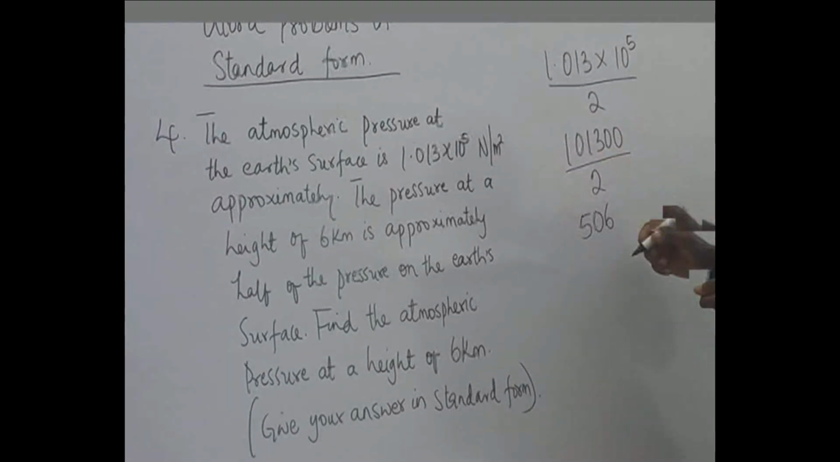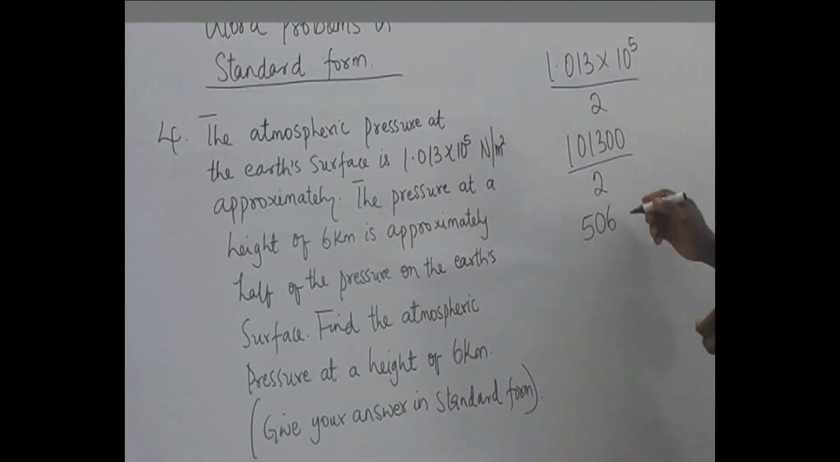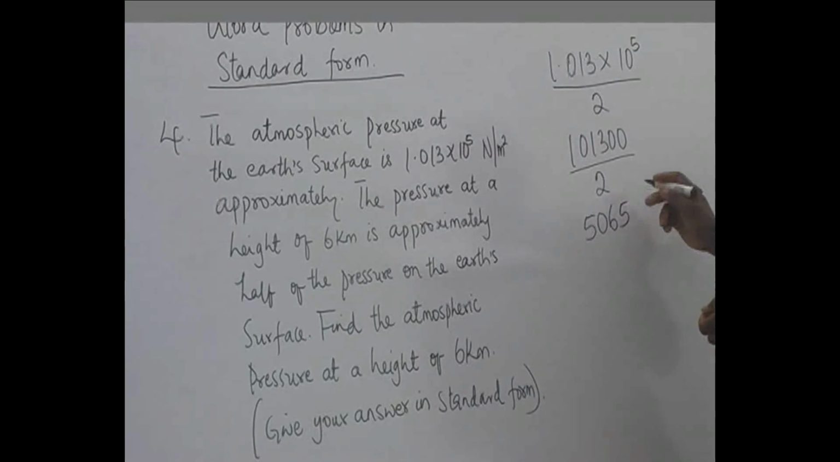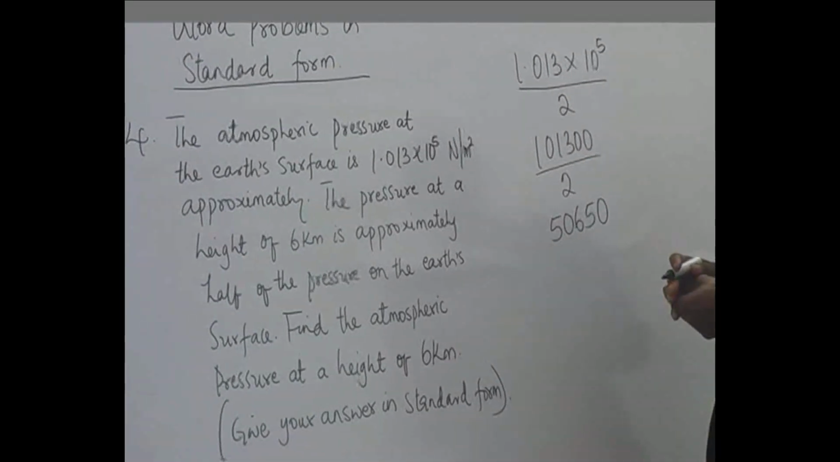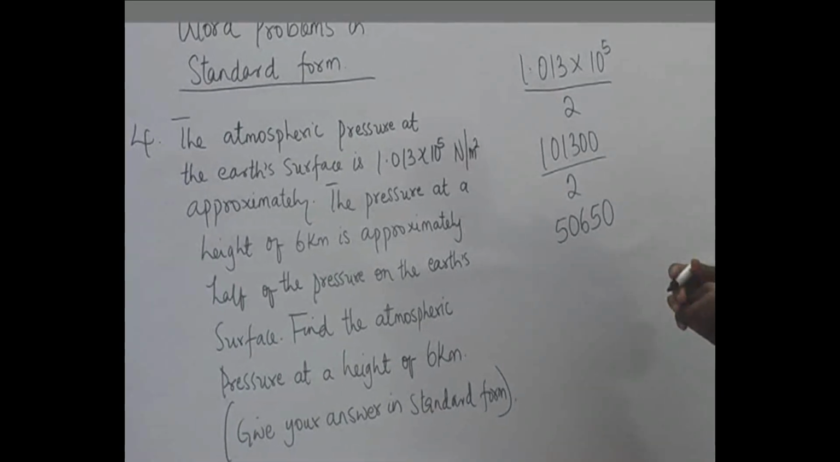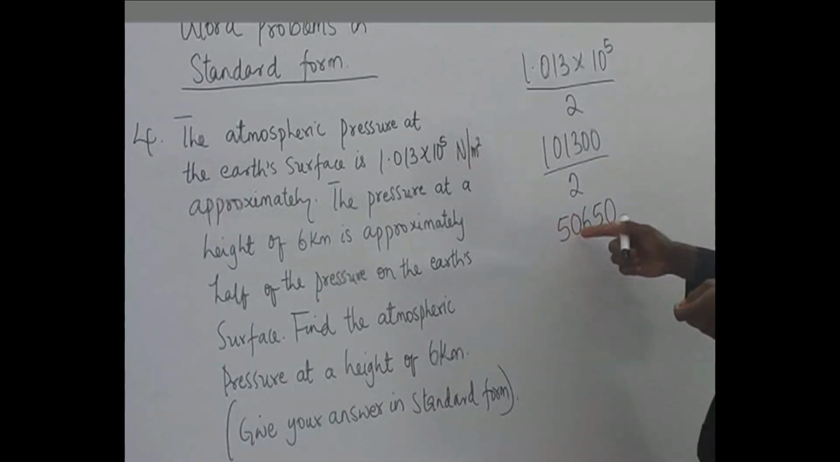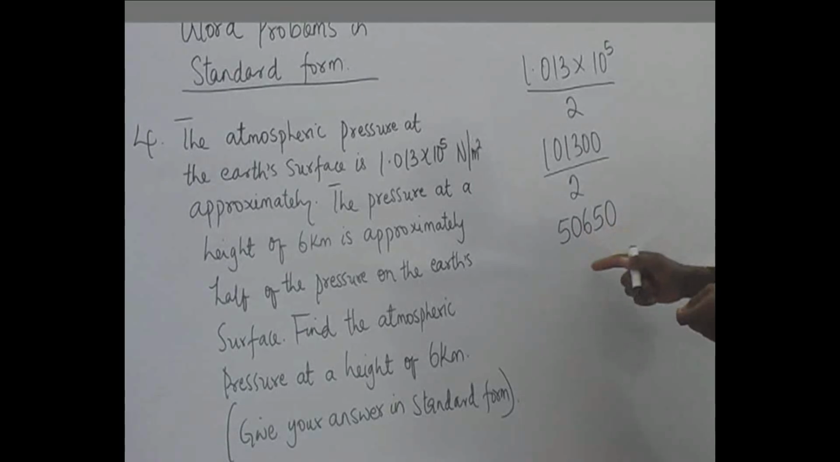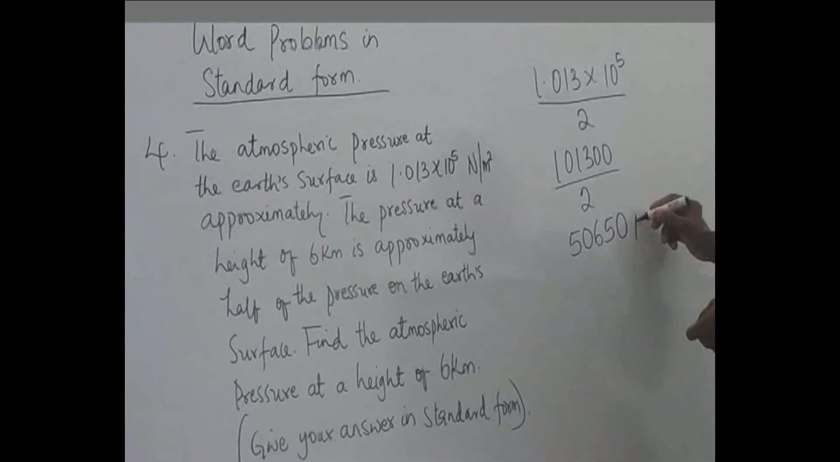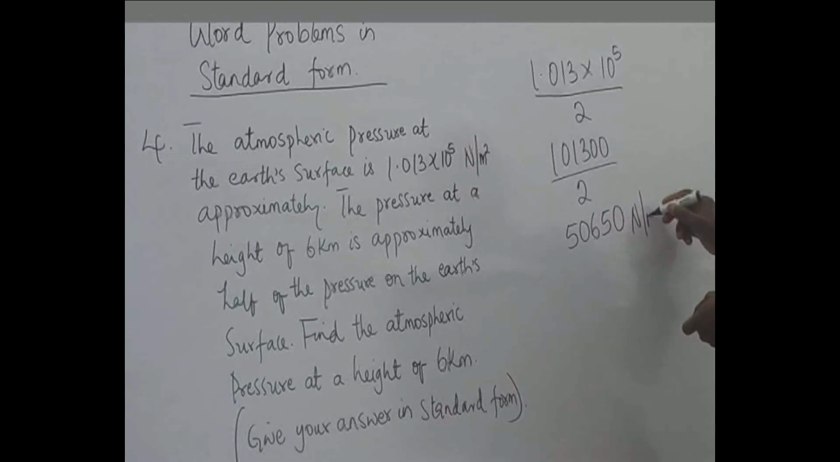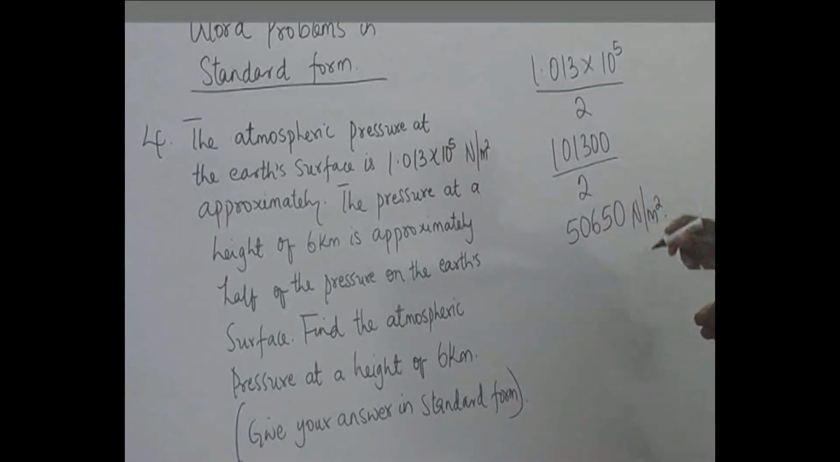Bring 0 to the 1 to be 10. 2 divides 10 is 5. What is left is 0. 2 divides 0 is 0. That means the value you have is 50,650. That means 50,650 newtons per meter squared.